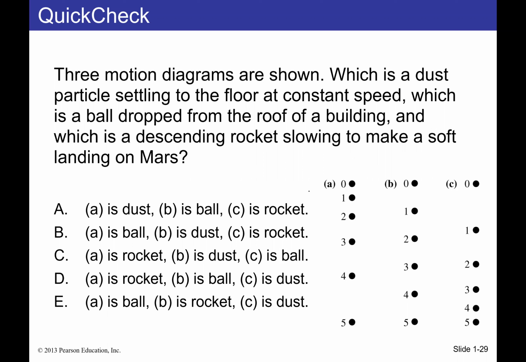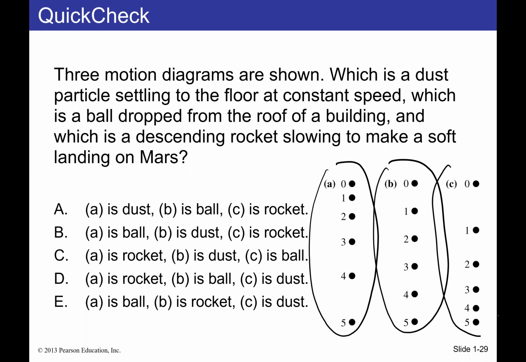Okay, so now we have 3 options, right? We have A, B, and C. And we want to look at them and understand what's going on. So if I look at A, I can take this to be the initial position. And I can see that as time goes, the object is increasing the distance traveled, which means this object is speeding up.